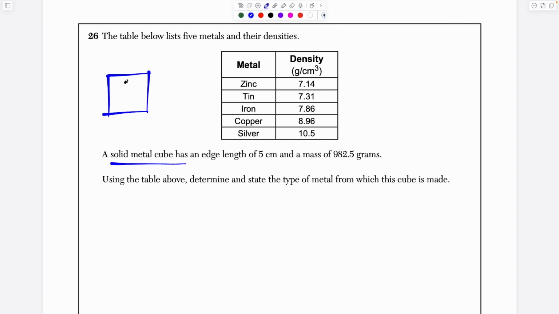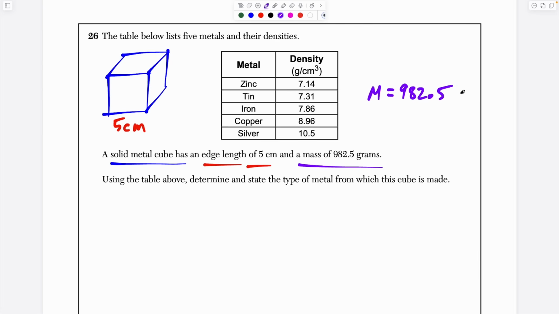So we have a cube and it's solid metal. And we're given a few details here. We're told that the edge length is 5 centimeters. And then we're told that the mass is 982.5 grams. So for this one, what we're going to do is find the density of this solid metal cube and see which density it matches up with in the table so we can say what type of metal we have.